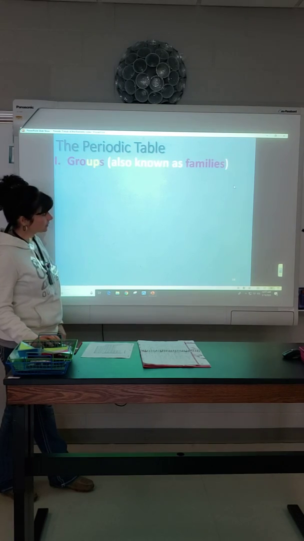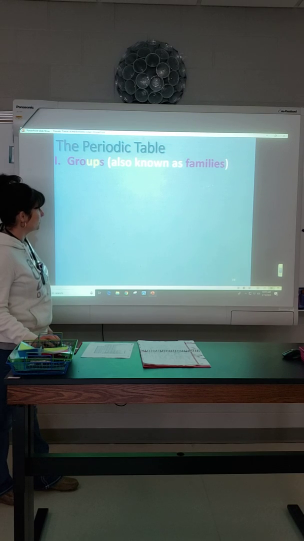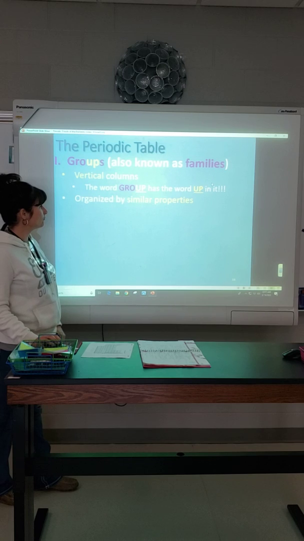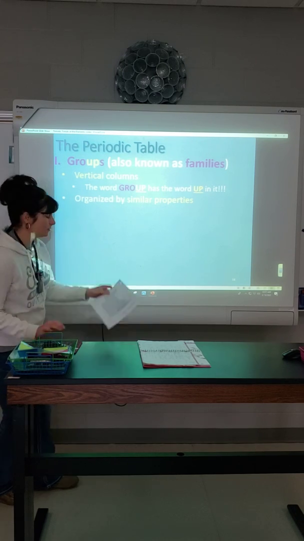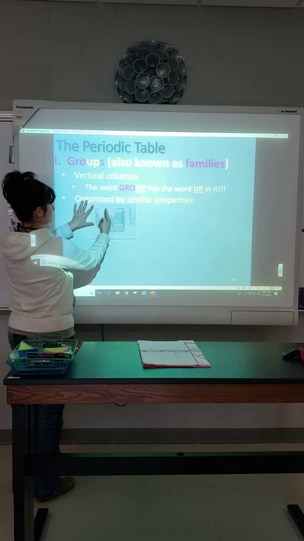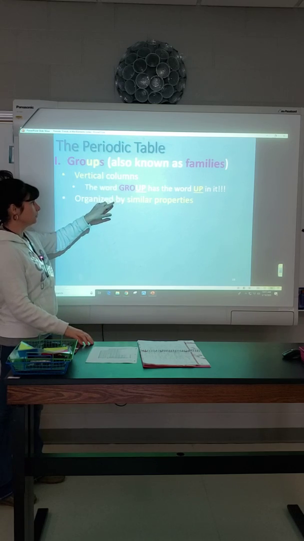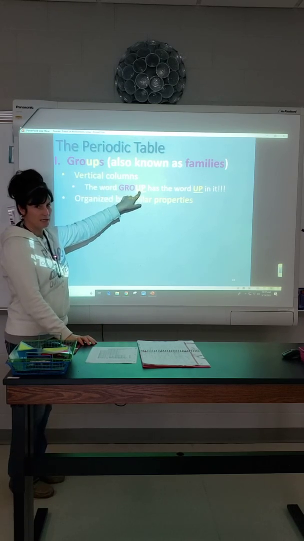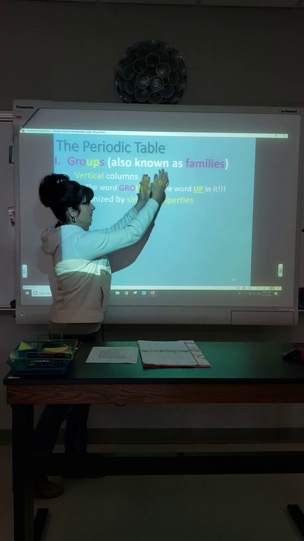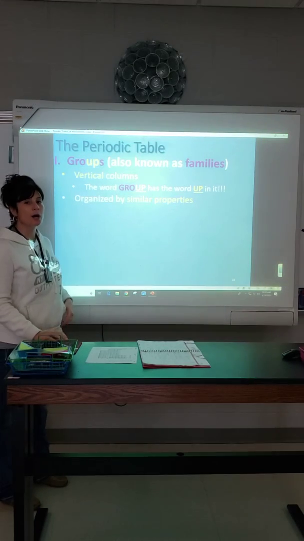All right, so slide 38 gets us to the arrangement. Groups are also known as families. Vertical columns, so if I put mine up here, vertical columns, we're talking like this, up and down, okay? The word vertical column has the word up in it. And these are the elements that are going up and down. So when we look at columns, they are called groups because they go up and down.